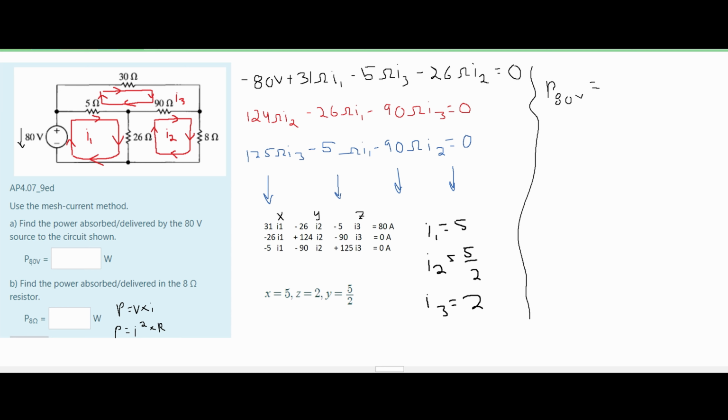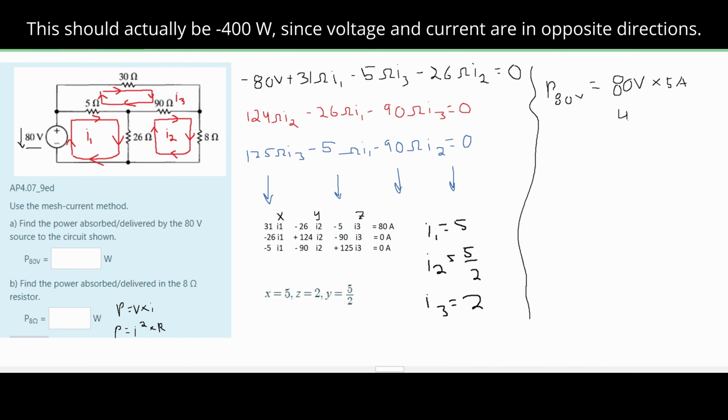For the 80 volt power, we know that we have voltage. We have this 80 volts right here. So we know that we are going to use the first formula. Plugging this in, we're going to have 80 volts multiplied by the current going through here. Well, the only current going through here is our I1, so we're just multiplying this by 5 amps. And this is going to give us the 400 watt power for our P80 volts.